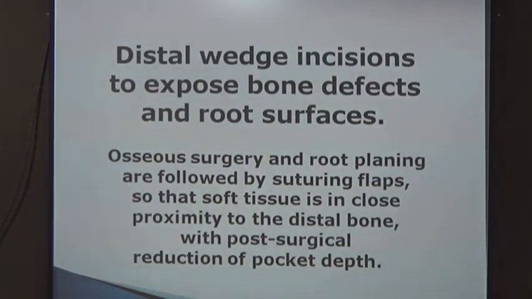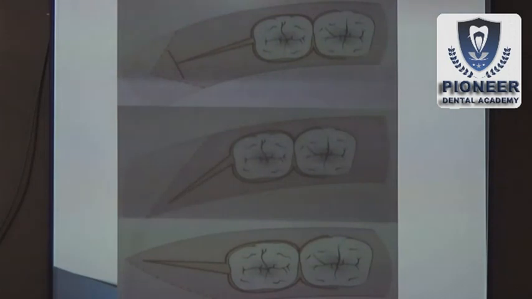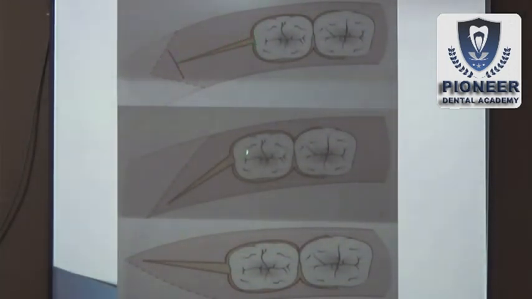Distal wedge incision to expose the bony defects at the root surface. Osseous surgery and root planing are followed by suturing the flaps so that soft tissue is in close proximity to the distal bone, with post-surgical reduction of the pocket depth. Usually what happens, like a second molar, otherwise a third molar, if that area is free? After doing a surgery, we will give the suture till the mesial side, the distal side we won't be giving it. That time what will happen? There will be a recurrence of the pocket. To avoid that, we will do a distal wedge surgery. See this, how we are taking it. Understood? According to the space.